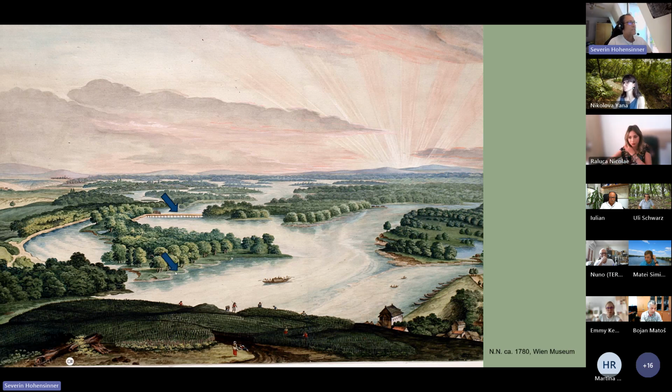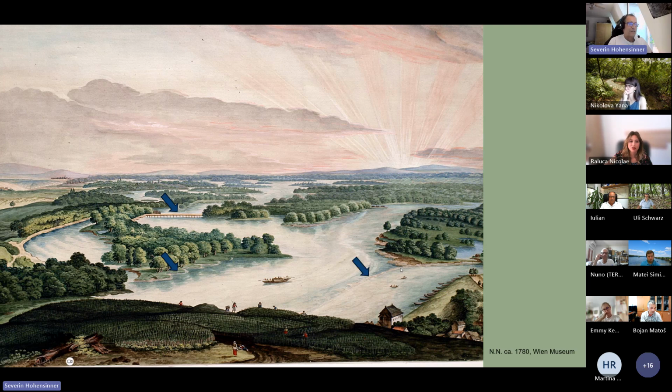But we can see also here in the foreground. Can you also see my mouse pointer? Yeah. Okay.